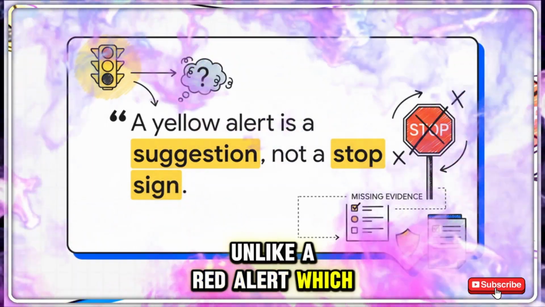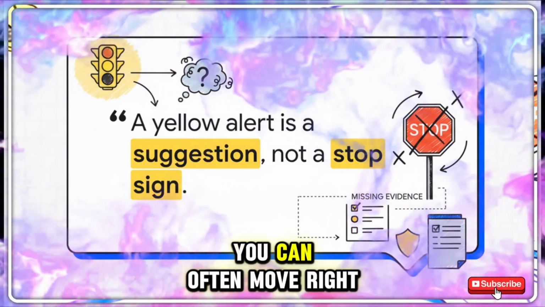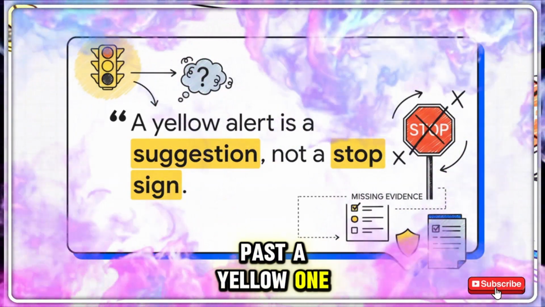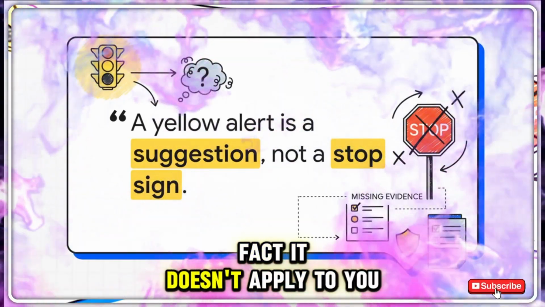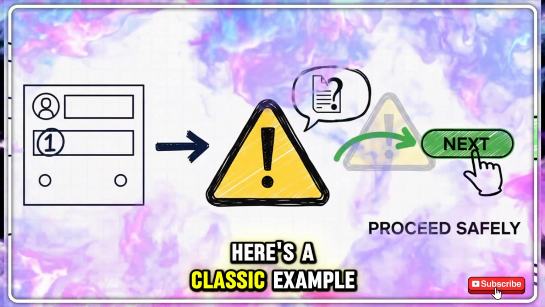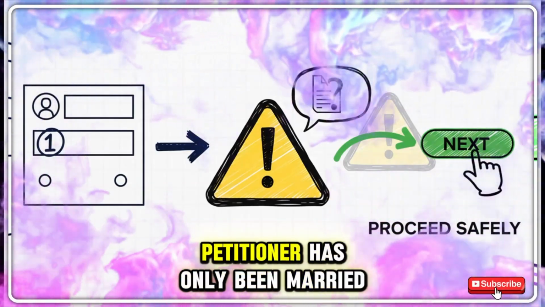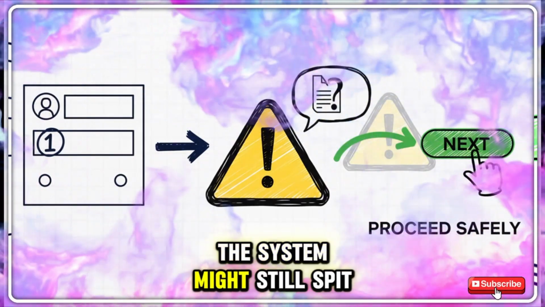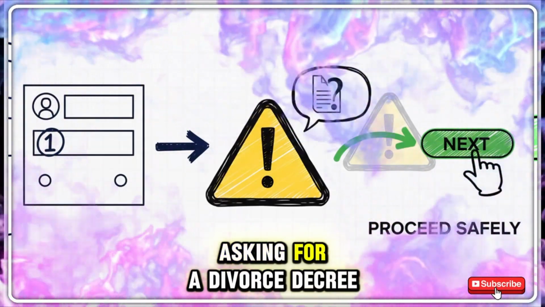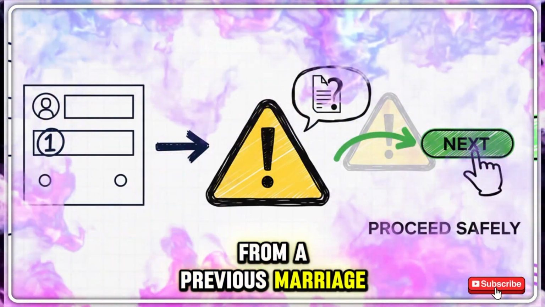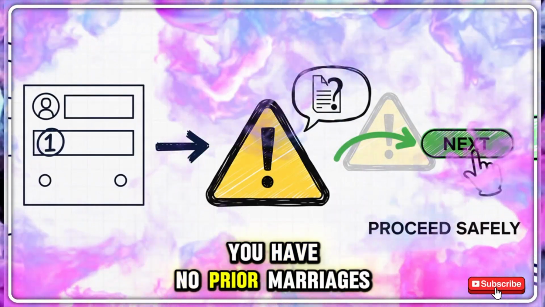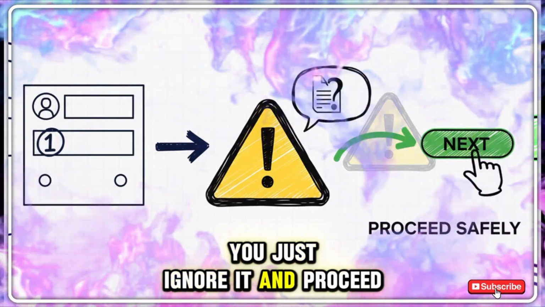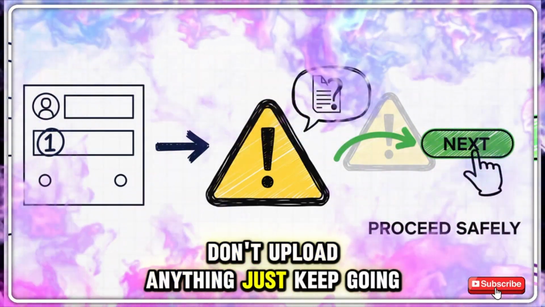It's just an automated check. Unlike a red alert, which you can't get past, you can often move right past a yellow one if you know for a fact it doesn't apply to you. Here's a classic example. You might say that the petitioner has only been married one time, the current marriage. The system might still spit out a yellow alert asking for a divorce decree from a previous marriage. It's a known glitch. If you have no prior marriages, you just ignore it and proceed. Don't upload anything, just keep going.